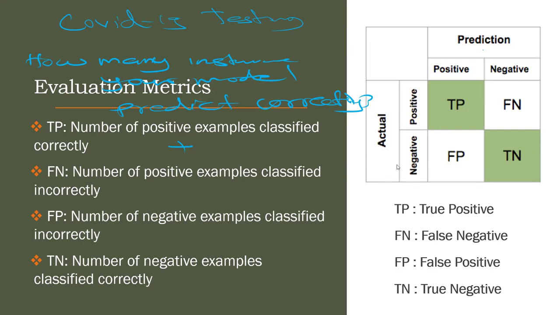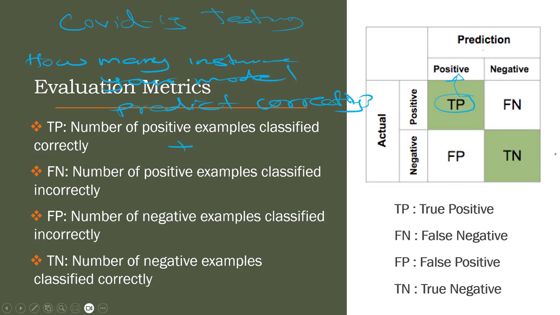So if you look at the green cells, those are the correctly predicted ones. If you look at this true positive, the patients or students coming under this cell are actually positive for COVID, and your model also predicted them as positive. Actually they have COVID. Your model also predicted them as positive. So that is a correct prediction. Actually they are positive for COVID, and your model also predicted they are COVID positive.